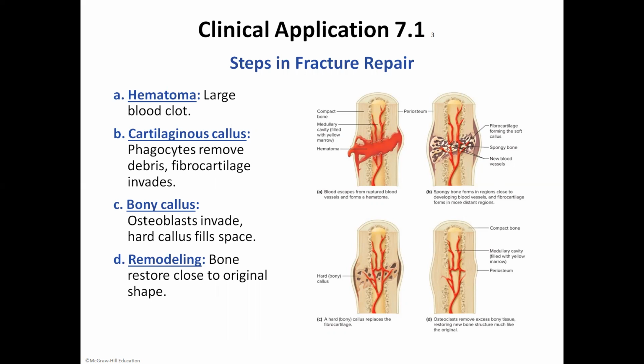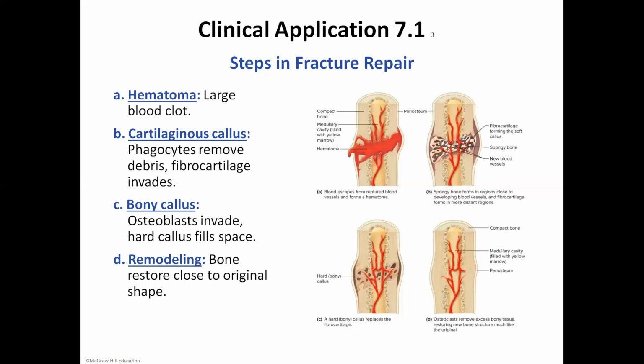And it's going to now be replaced with fibrocartilage. So if you guys remember, fibrocartilage is what we find in our knee pads and between our intervertebral discs. And they're going to start forming sort of this soft callus. Sometimes you'll call it a cartilaginous callus or a soft callus. So you'll see that instead of having that hematoma, we now have this fibrocartilage coming through. But also, we're going to have new blood vessels starting to come to the area to promote tissue healing.